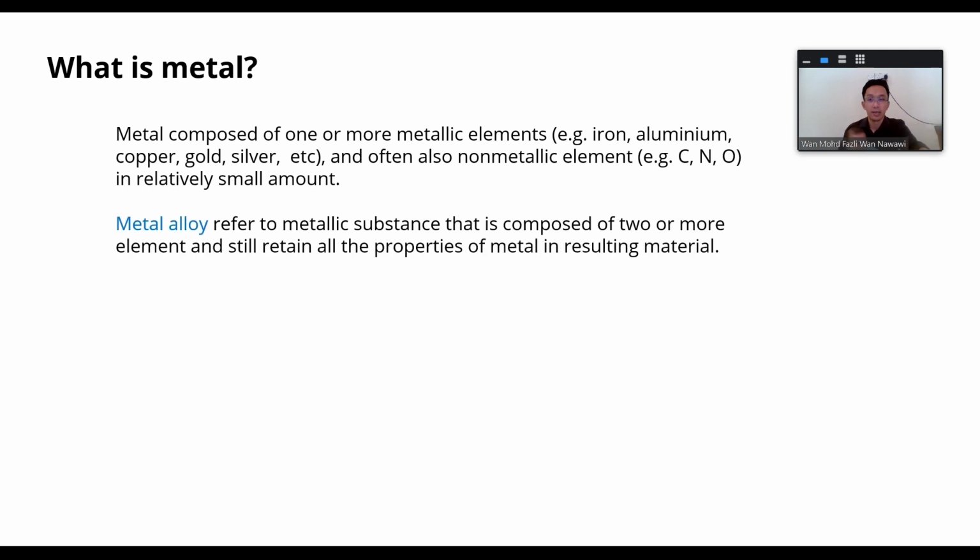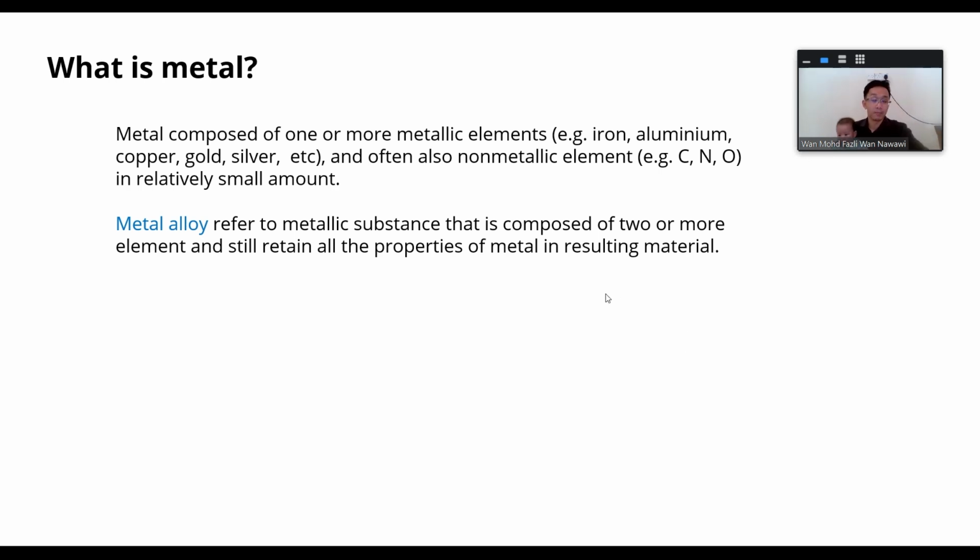We call it an alloy. So a metal alloy refers to a metallic substance that is composed of two or more elements. One of them must be metal, and the most important part is this: it still retains all the properties of metal in the resulting material. I repeat, a metal alloy refers to a metallic substance composed of two or more elements, in brackets at least one must be metal, and still retains all the properties of metal in the resulting material.